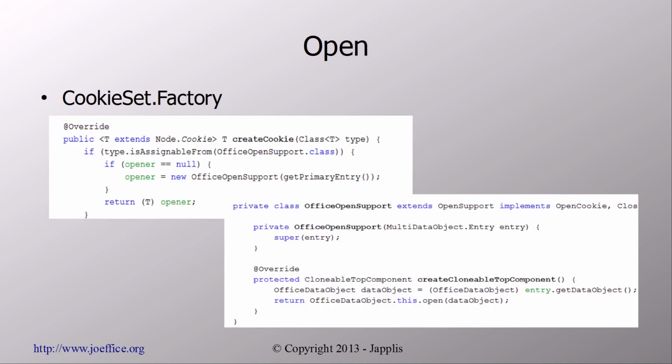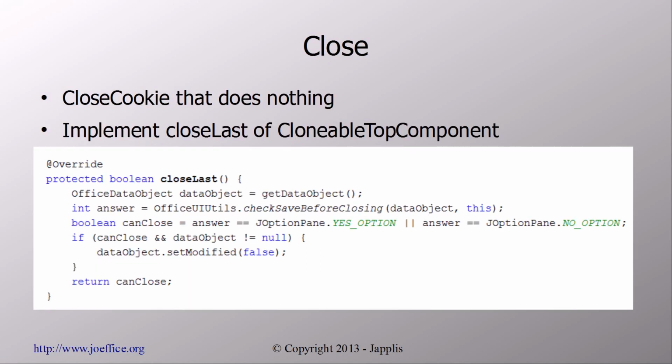You also have the open support, which implements the open cookie, which is a bit better. So here I have my Office open support, which implements also open cookie. And then just create the cookie where it asks for the opener. And it will create a clonable top component from there. And here we go.